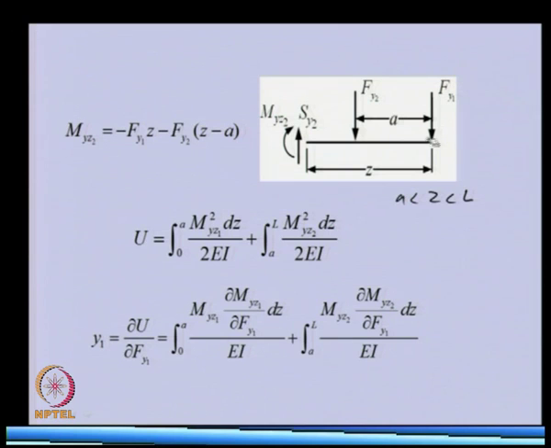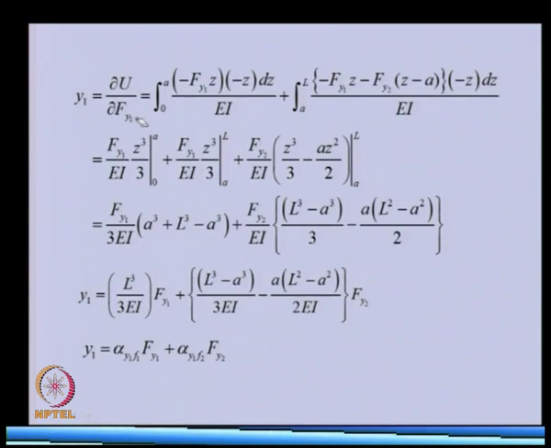Let us say if we want the displacement at the force 1 location, we need to differentiate with respect to that force using Castigliano's theorem. We will get the displacement at that location. So, we can put the expression of this bending moment, and we can get the displacement at location 1 due to force 1. If we simplify, these are simple strength of materials steps. So, finally, we will get the displacement.